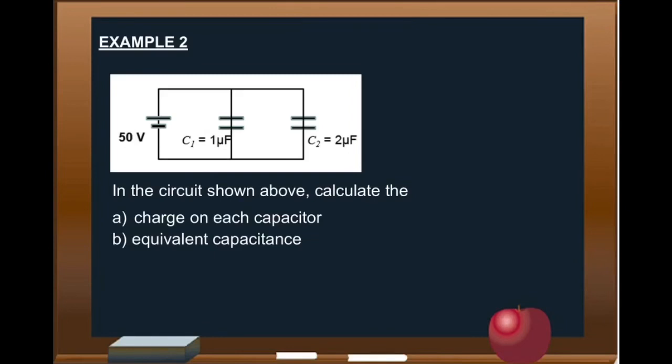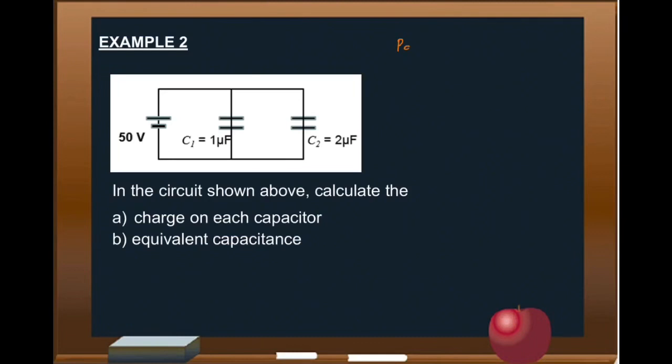Okay, let's look at example 2. In the circuit shown above, calculate the charge on each capacitor and also find the equivalent capacitance. So from the figure, we can see that we have 2 capacitors, C1 and C2, and these capacitors are connected in parallel. As we know, when capacitors are connected in parallel, the potential difference across each capacitor will be the same as the supply voltage.